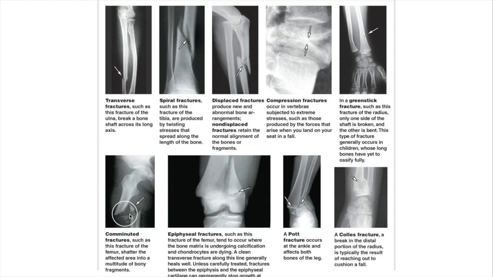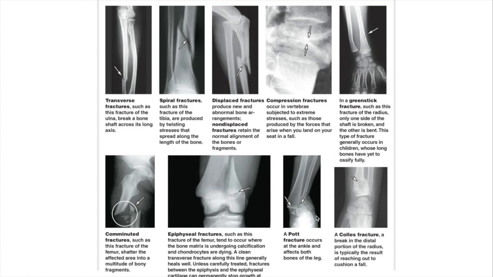In a comminuted fracture like this one, the bone shatters. An epiphyseal fracture is at the epiphyseal cartilage, and this would only happen in children before puberty, because there's cartilage there, it's not as strong. And if it's repaired right, it can be fixed. If it's not repaired right, it can kill those cartilage cells and stop bone growth there.